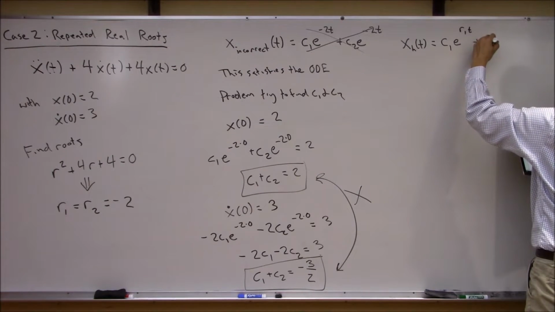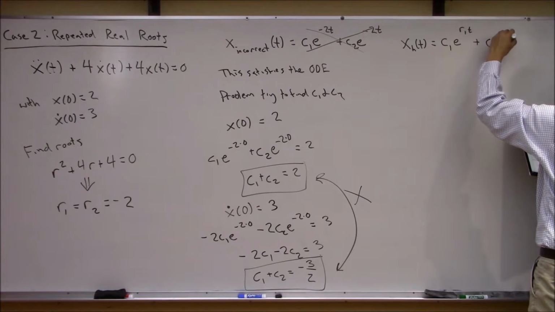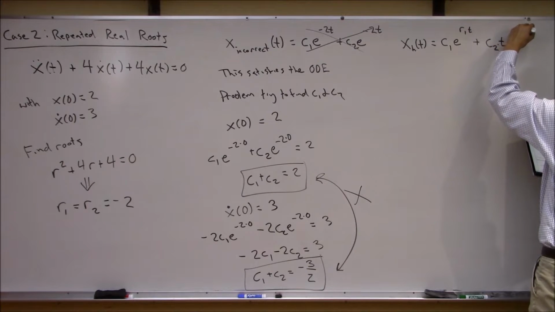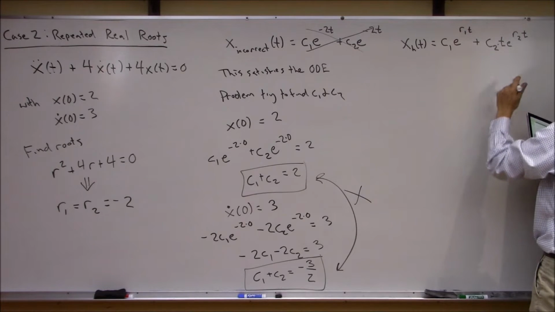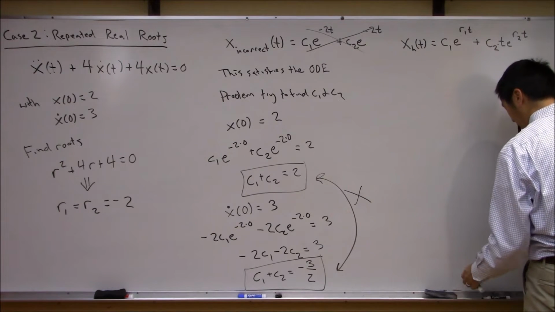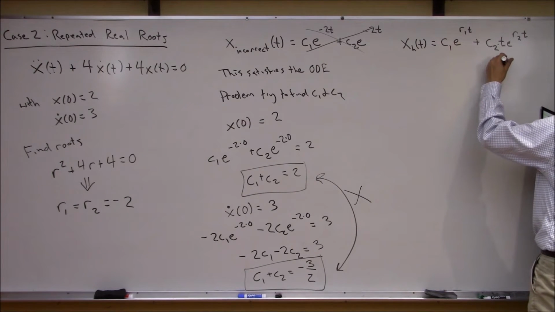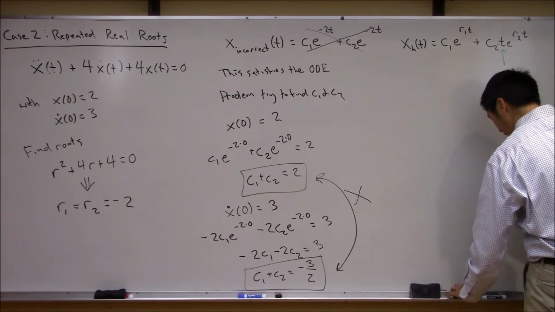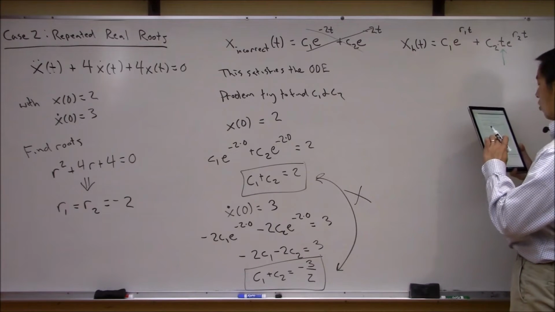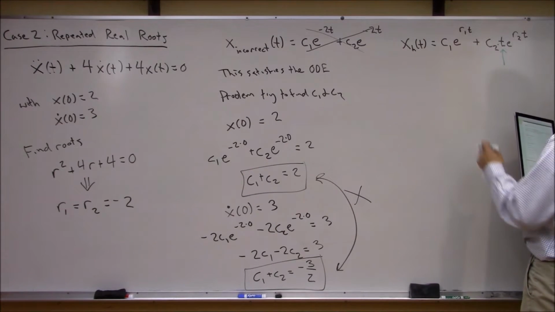Plus c2 times t e to the r2t. Again, remember, r1 and r2 are the exact same in this case. The only difference, and something that is often missed here, is that this second exponential has a linear t term in it. So this is our proposed solution.